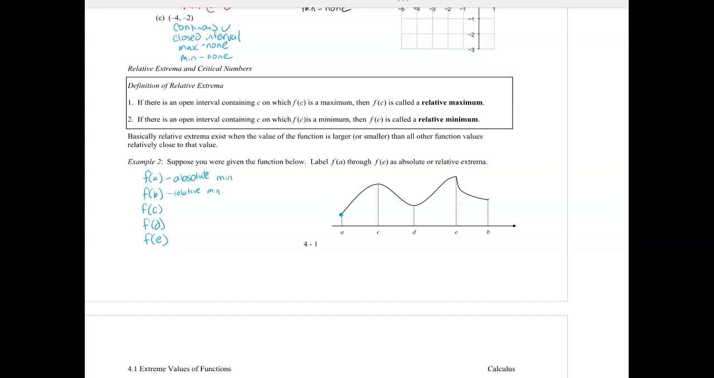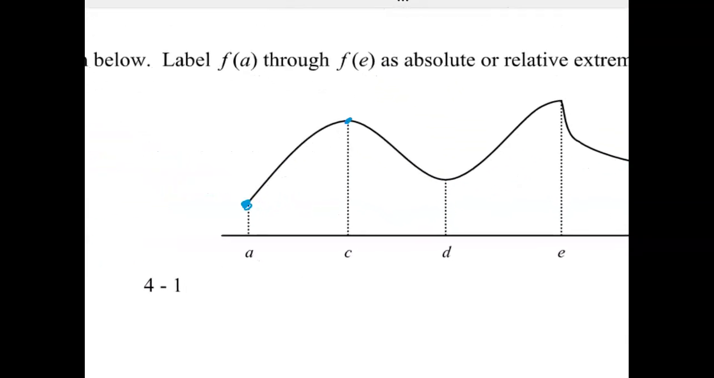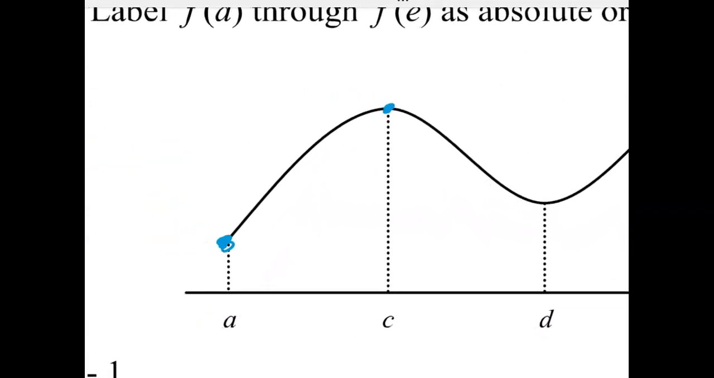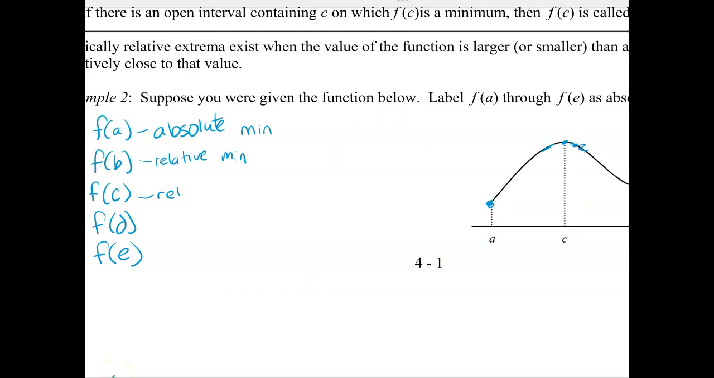Now let's go to f of c. So f of c should be this y value sitting right here. If I zoom in really, really close, I see that the points surrounding it are actually lower y value wise. So that means that I would have a relative max at c.